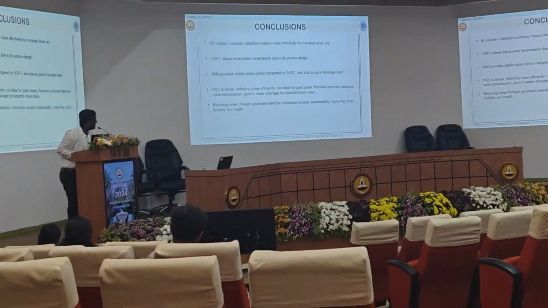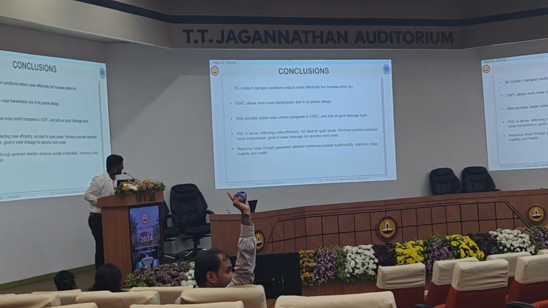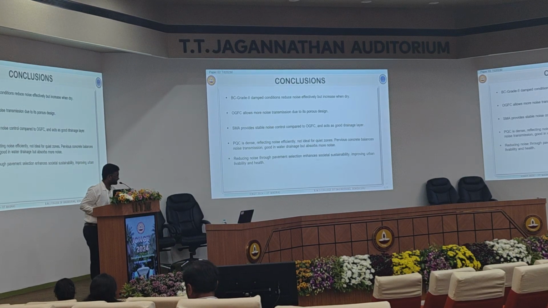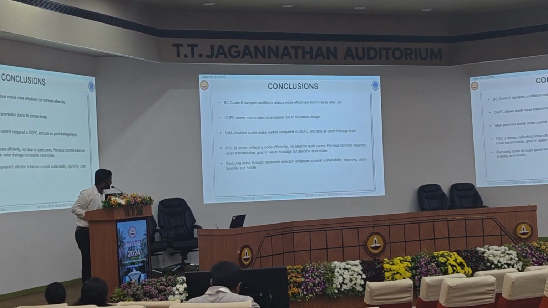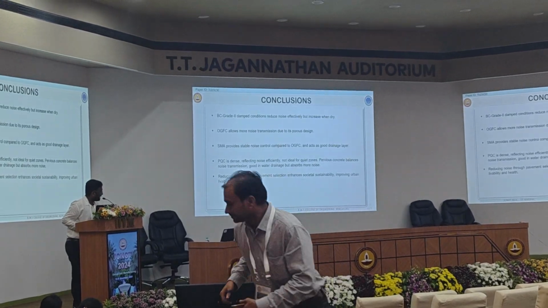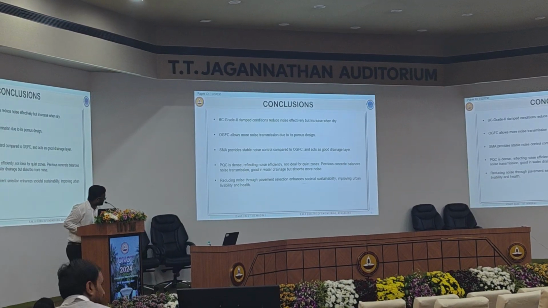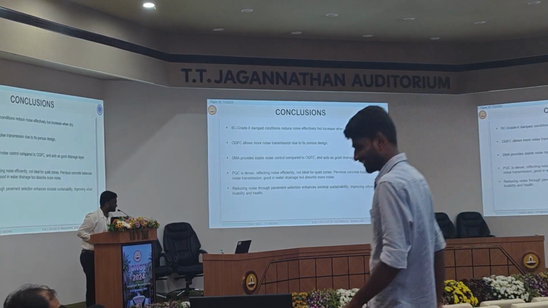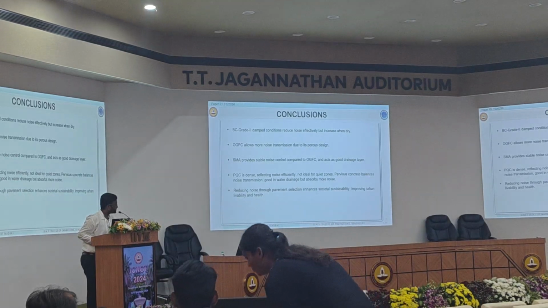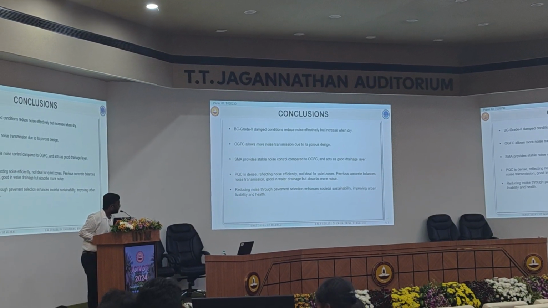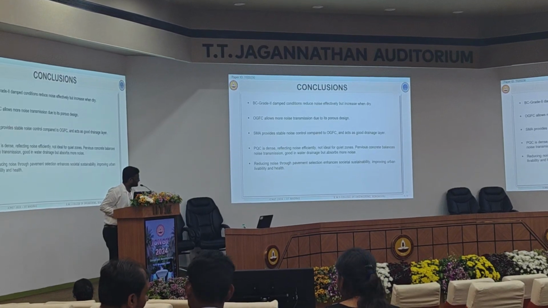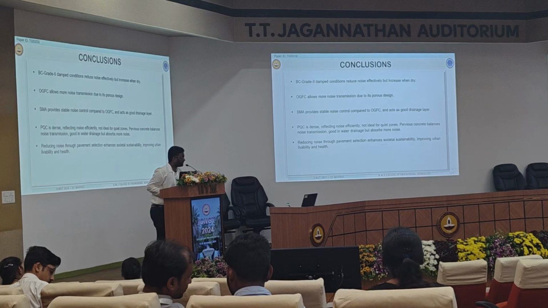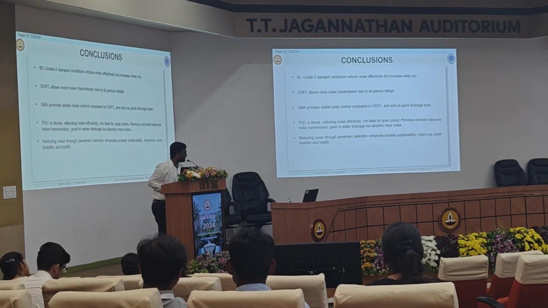Talking about the conclusions, BC grade 2 under the damp condition reduces noise effectively, but noise increases when it is dry. OGFC allows more transmission due to its porous design, and SMA provides stable noise control as compared to OGFC, and we can see that OGFC is better. PQC is dense, which reflects more noise, and it's not ideal for quiet zones. So we can incorporate pervious concrete, which is good enough in noise absorption and reducing noise. This pavement selection enhances societal sustainability, which increases urban livability, and it can also help in maintaining the good health of the people.